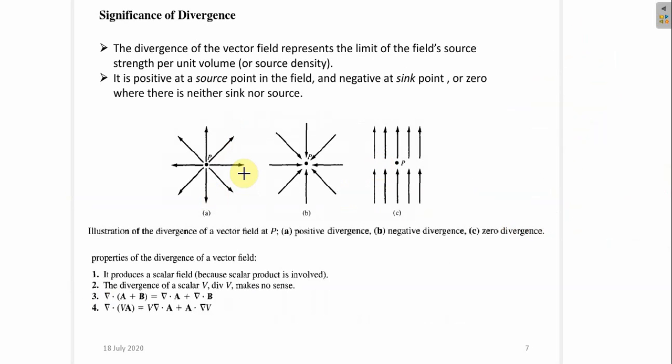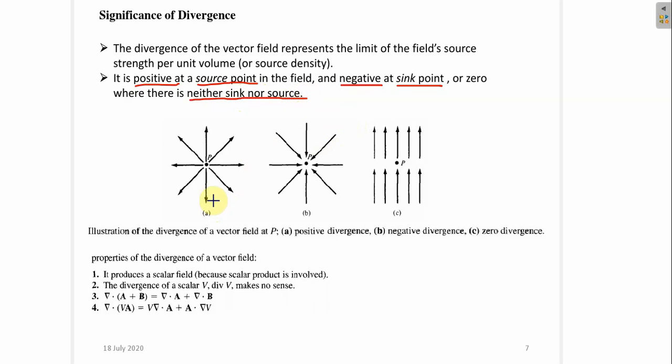Now, what is the significance of this divergence? The divergence of a vector field represents the limit of field source strength per unit volume, or source density. It is positive at a source point in the field, negative at a sink point, and zero where there is neither sink nor source.